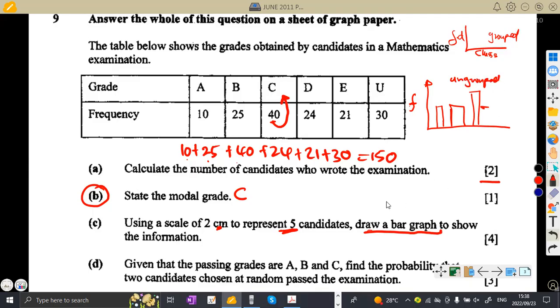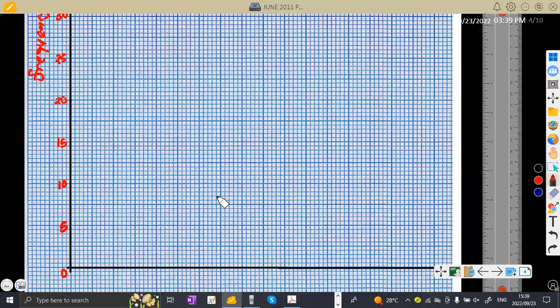Okay, so that's what we have. Grade A corresponds with 10, B with 25, so that is what you need. This is the most important part: the frequency axis has to be to scale. 2 centimeters represents 5 candidates. So it's going to be like this. I've got my scale here, 2 centimeters representing 5 candidates on the frequency axis.